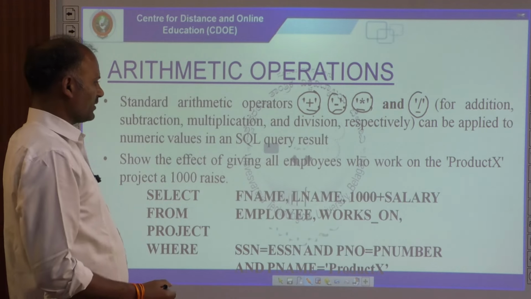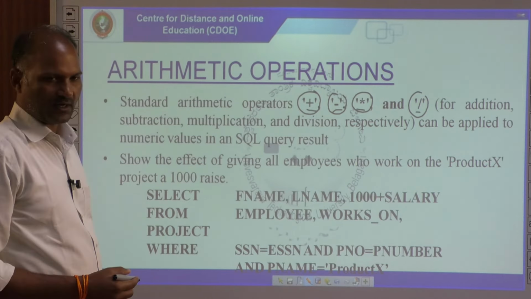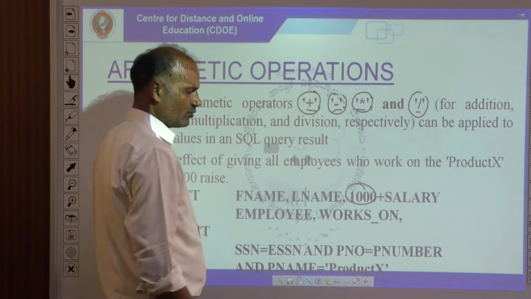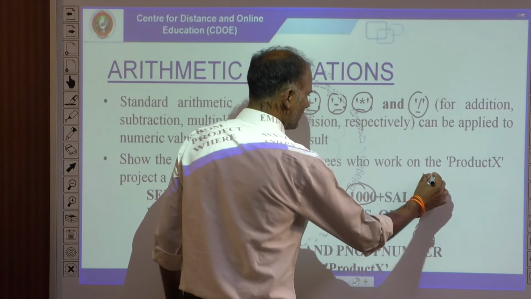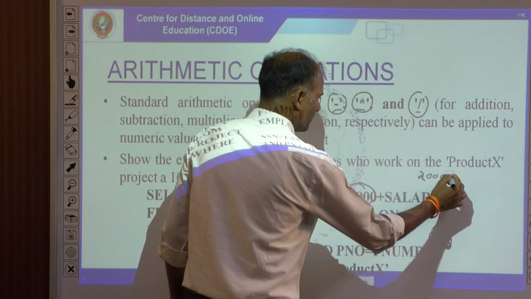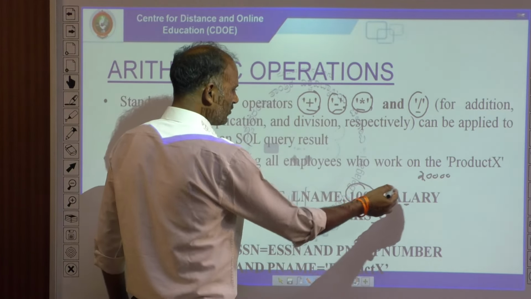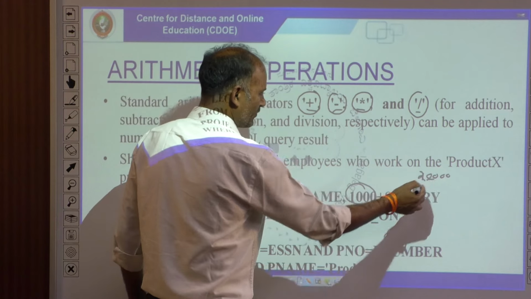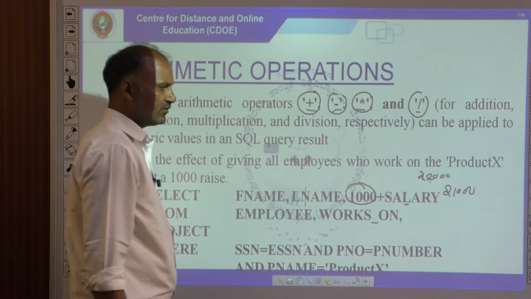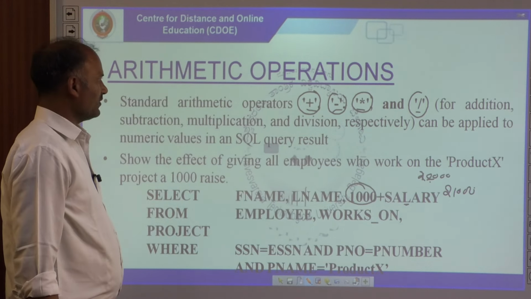To perform arithmetic operations in SQL, say for example, you want to add some value to the salary. Assume I want to add 1,000 rupees to the existing salary, say 20,000. This is the value present as part of salary. Now I want to add 1,000 rupees to the existing one, so the output will be 21,000. This is how you can perform arithmetic operations in SQL.